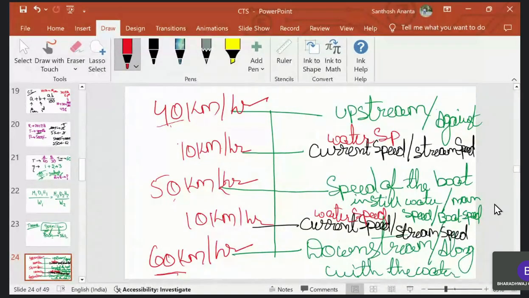Note that these two values will always be the same. If you get a different answer, your answer is definitely wrong. The current speed values will always be the same. Clear? Right. Now moving on to the questions.